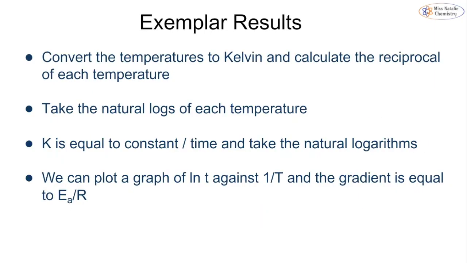We then convert our temperatures into Kelvin, of course, and then calculate the reciprocal, which is just 1 over T. We take the natural logs of each, and k is equal to the reciprocal of the time, and we take the natural logarithm of that, and we can then plot a graph of ln k against 1 over T.